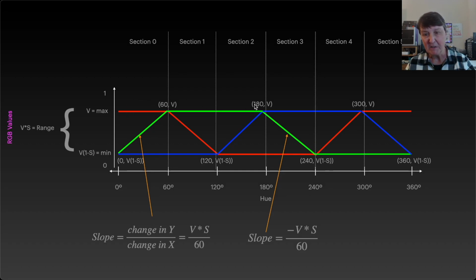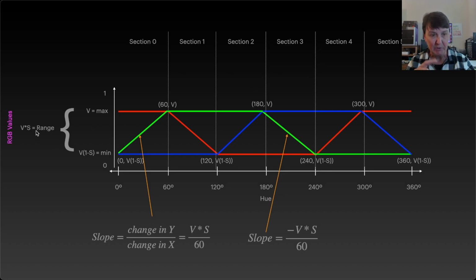And so here's the graph that Paul put together for us, but now the max isn't necessarily 1 and the min isn't necessarily 0. The max is value, and value times 1 minus the saturation is the min when those are not equal to 1.